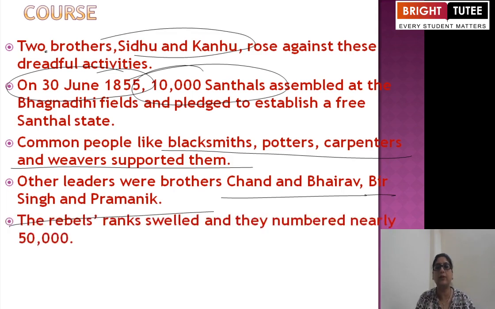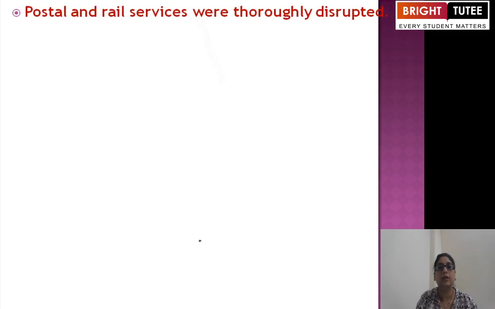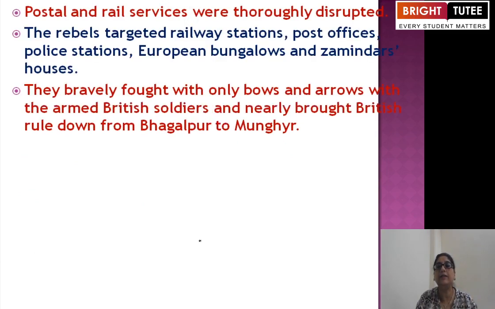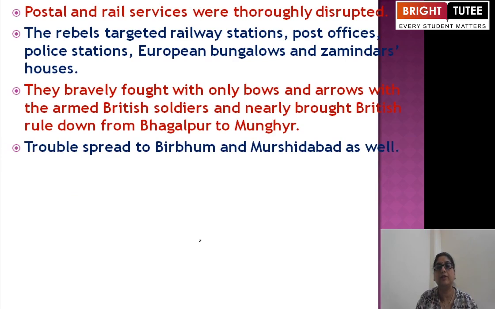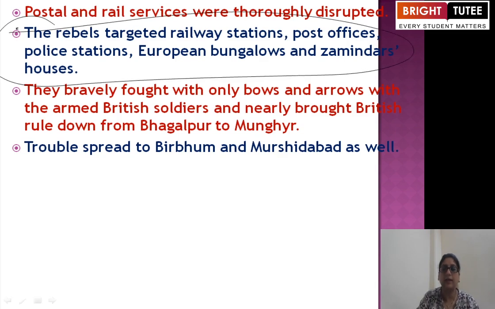The rebels' ranks swelled and they numbered nearly 50,000. Postal and rail services were thoroughly disrupted. The rebels targeted railway stations, post offices, police stations, European bungalows, and zamindars' houses. So these were the places attacked. And they bravely fought with only bows and arrows against the armed British soldiers and nearly brought British rule down from Bhagalpur to Rajmahal. Trouble spread to Birbhum and Murshidabad as well.